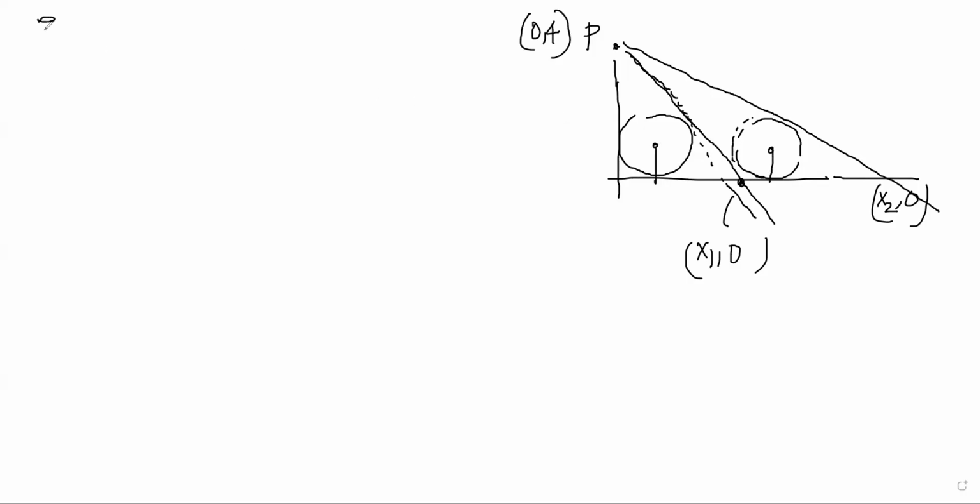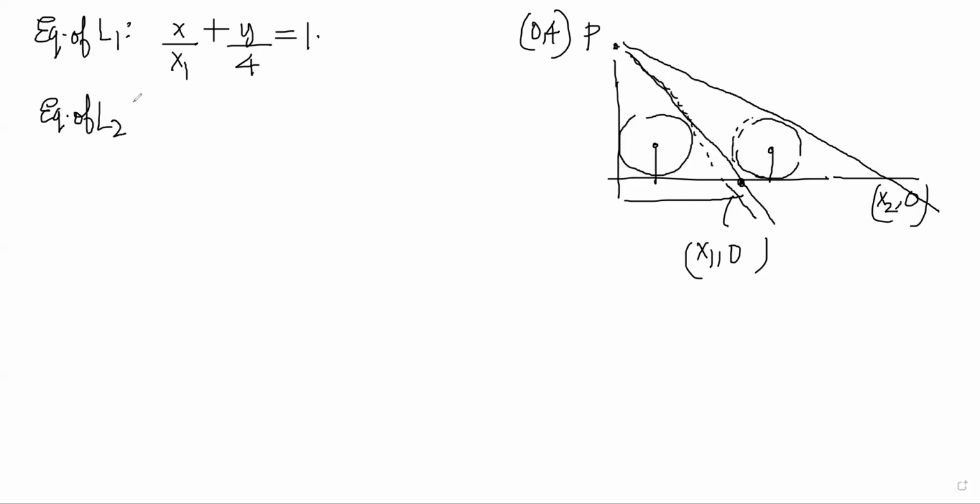Okay, so the equation of line L1 can be written in the intercept form, because we know the x-intercept is x1 and the y-intercept is 4. So it is x by x1 plus y by 4 equals 1. Similarly, the equation of line L2, it also passes through this point and it passes through this point. So that will be x by x2 plus y by 4 equals 1, right?